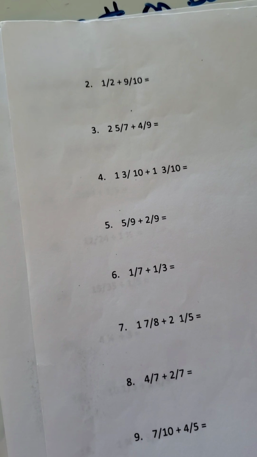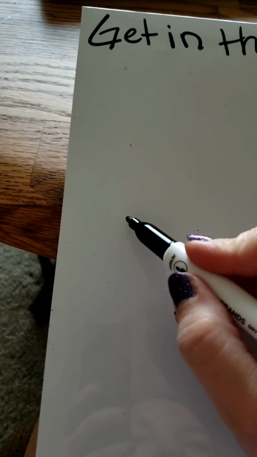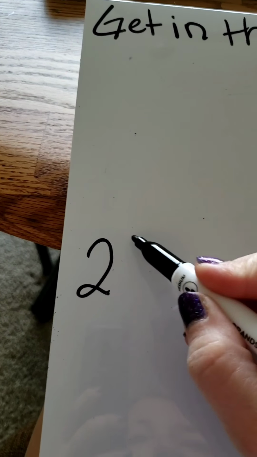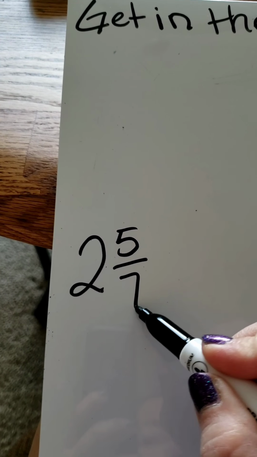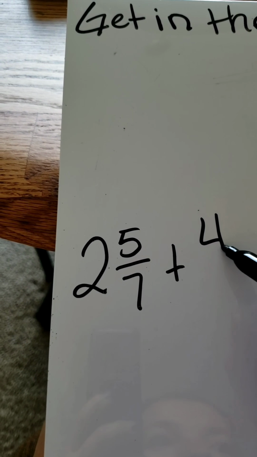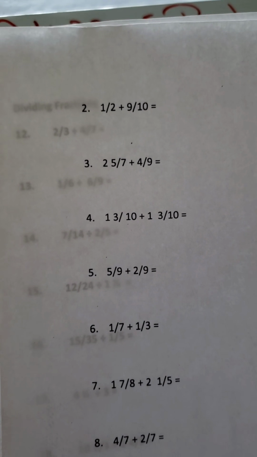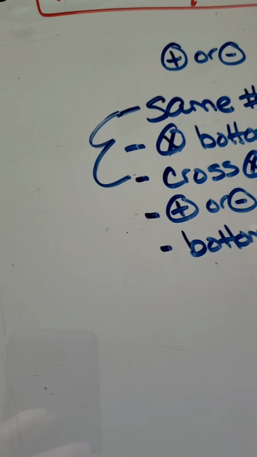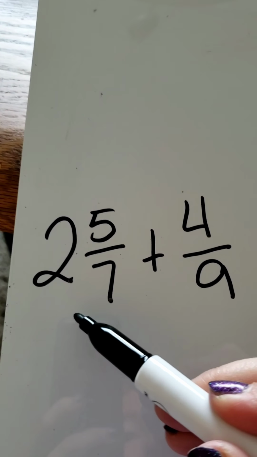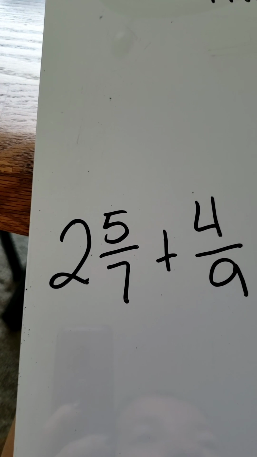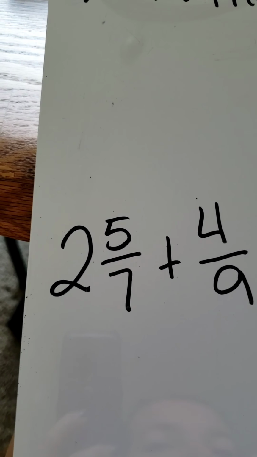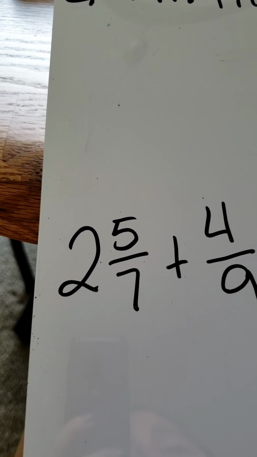Okay, so number 3 says 2 5/7 plus 4/9. So 2 5/7 plus 4/9. Okay, make sure we have the correct numbers. Perfect. All right, now we still follow these same rules, but we have a mixed number. We cannot do anything with that mixed number just yet. So what we need to do is we need to make it improper first.